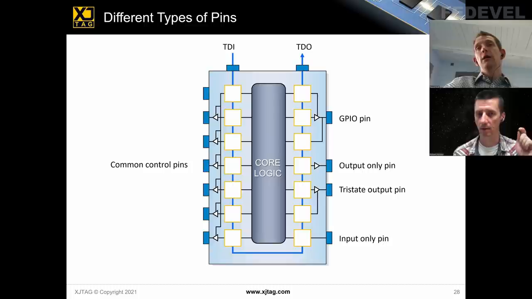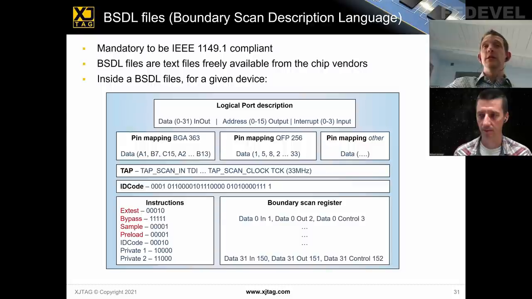I have a question. Yep. Where do you get all this information? Because I have never seen a description of this in a datasheet. Exactly. Yep. It's not in the datasheet. It is in the BSDL file. So earlier on, we were talking about there being an ID code, a 32-bit number inside the JTAG device, which relates back to the documentation for the device.